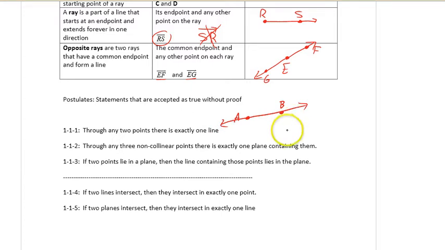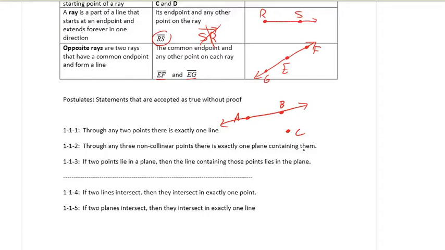Sometimes you're going to see diagrams like this, and they're not labeled, with another line going from B to C. However, you could still draw a line from B through C. It's not there, but you could draw it, and it's important you understand that.